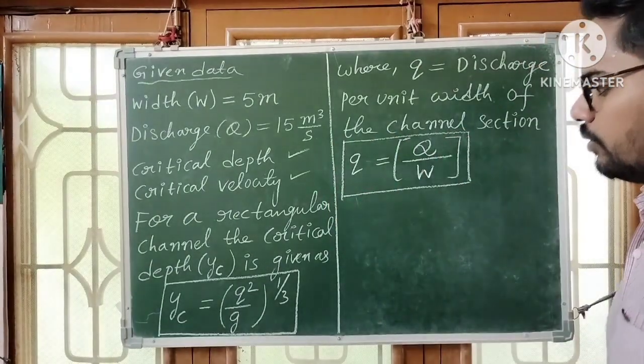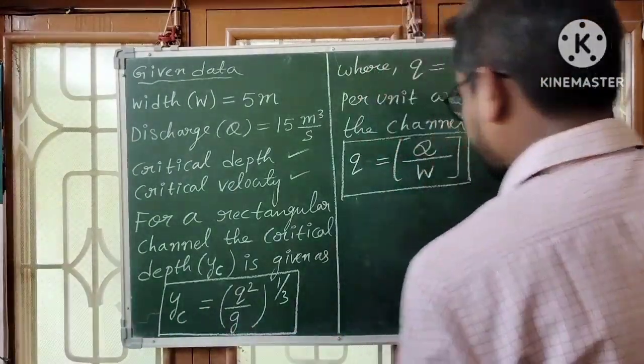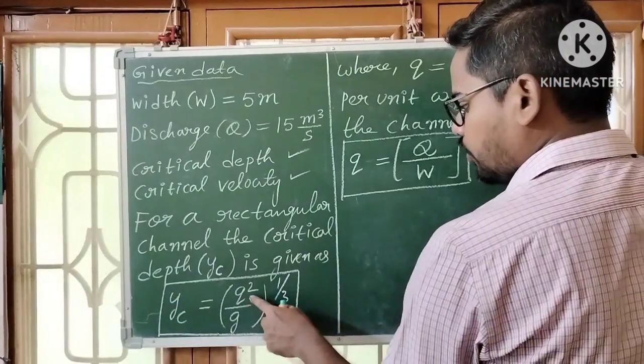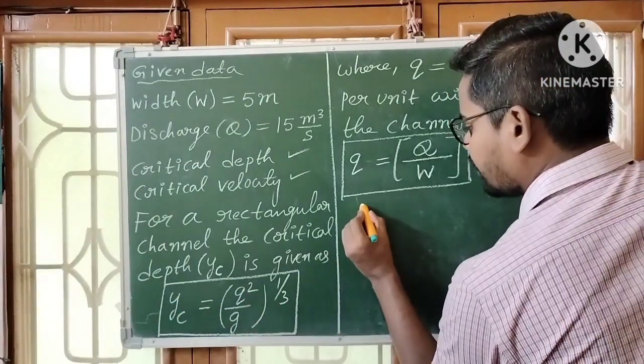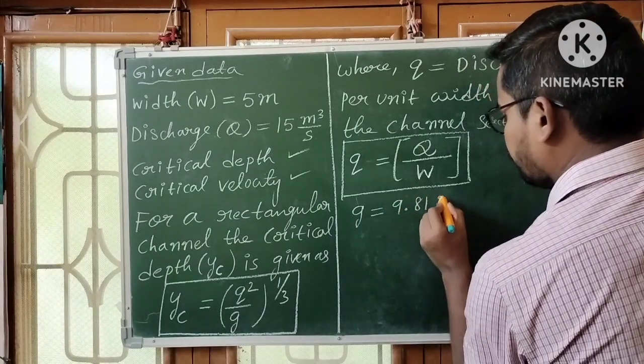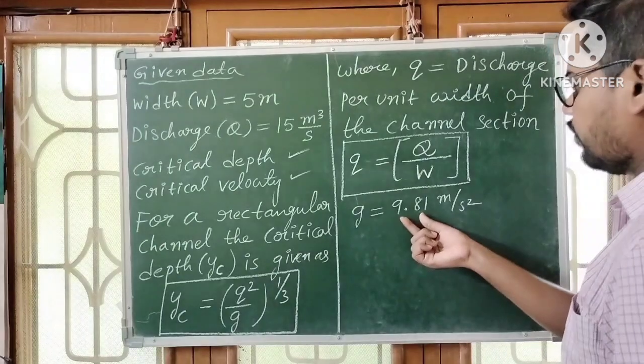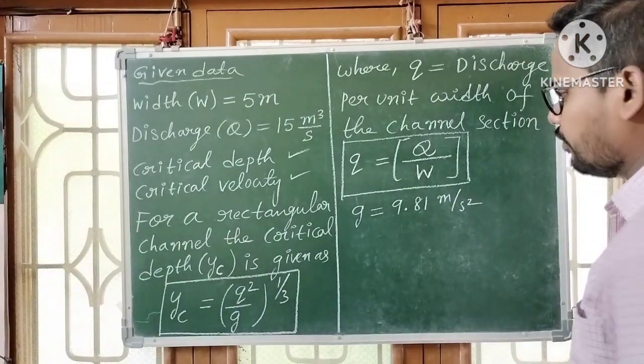So we have to find yc, the critical depth. To find critical depth, we need q, and what is g? Here g is acceleration due to gravity. What is the value of g? Approximately 9.81 meter per second square. So this is the value of g, acceleration due to gravity.